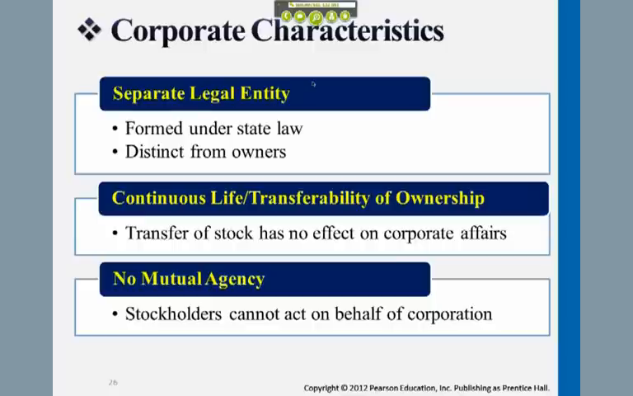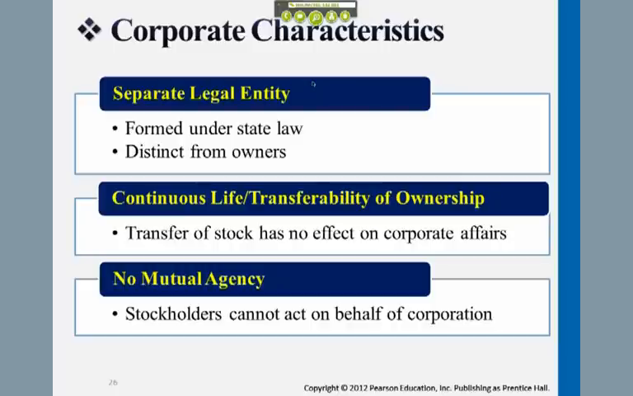Next, continuous life and transferability of ownership. Transferring ownership is fairly easy, meaning that you can purchase a stock today, and then I can decide to sell it tomorrow. Then the ownership transfers from me to another person who purchases it. So ownership is transferred very easily, and it has continuous life. This is a special characteristic that other organizations do not have, because this corporation type of business is the only organization that will be able to publicly disclose financial information and also publicly trade its stocks.